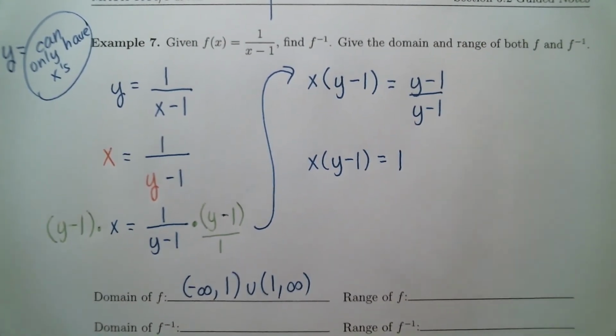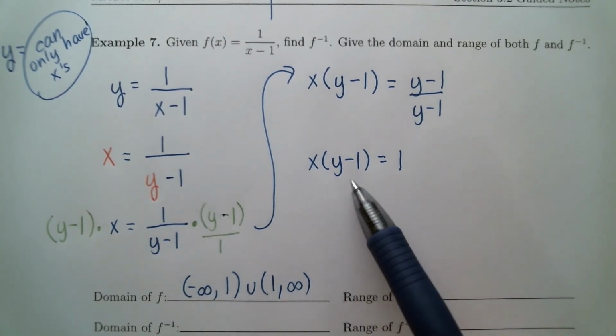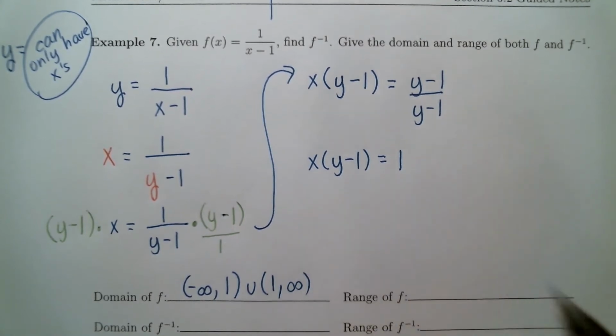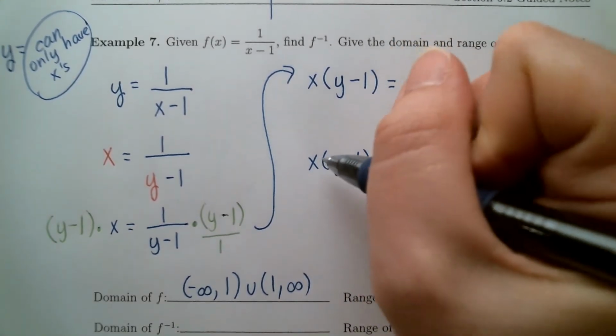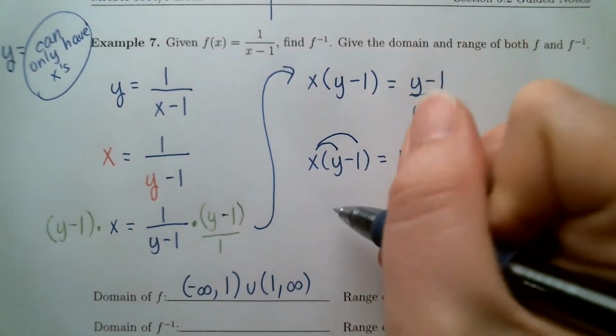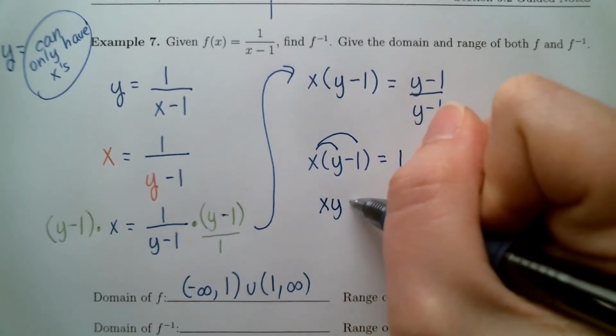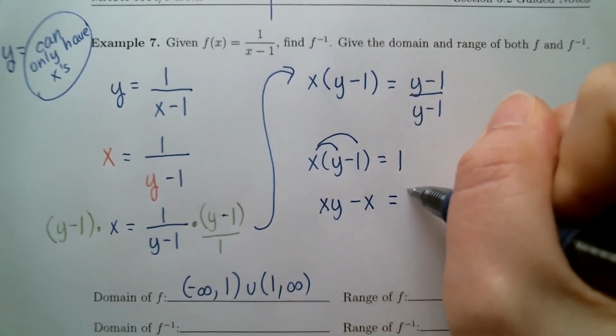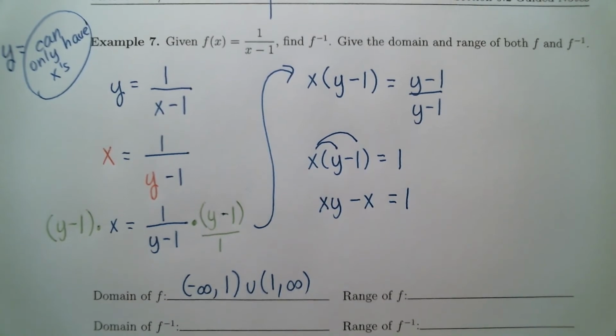Our goal is still to solve for y. Y is stuck in the parentheses with the minus 1, and then all of that is multiplied by x. Your gut instinct might be to distribute, and that is exactly what you do. We're going to distribute here to get x times y minus x is equal to 1. And that might actually look a little messier than what we had before, but it's going to help us.